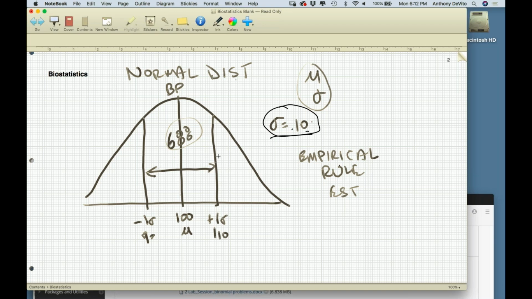That gives us an immense amount of information. If we know the mean and the standard deviation, we now know a lot about the way that these values are distributed. Okay, so let me ask you this. If I asked you what percentage of the population was between 90 and 100, what would you tell me?